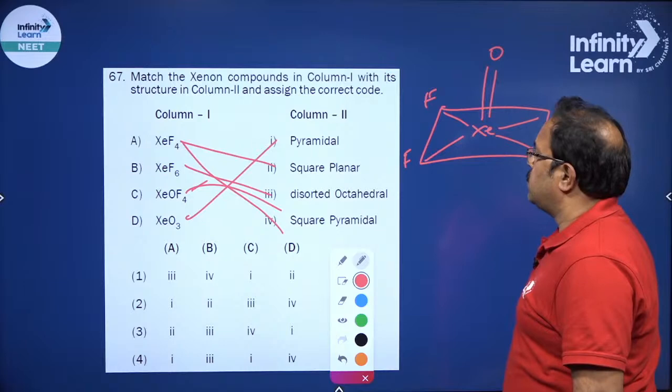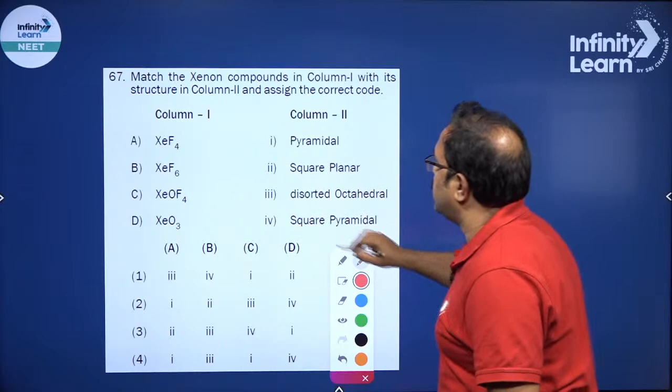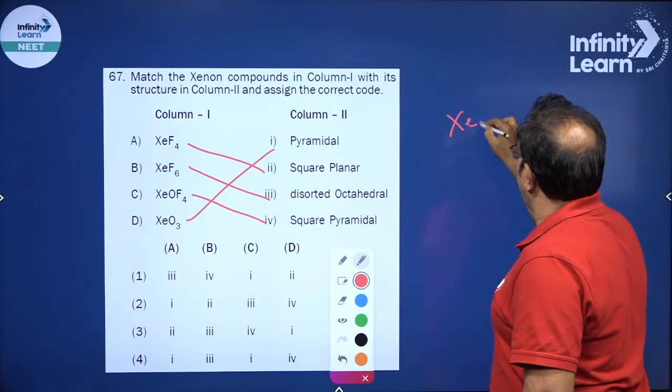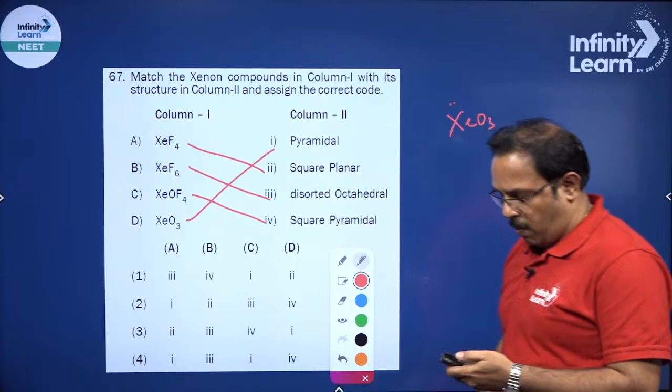In this case, there is a slight variation. XeF4 is square planar. XeF6 is distorted octahedral. This is square pyramidal, and this is pyramidal. XeO3, most of the time they have given isostructural conditions. It is similar to ammonia based on the sigma bonding part.